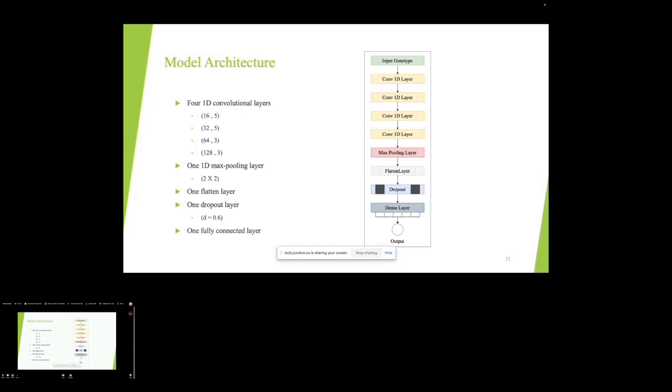Dropout with a 0.6 drop ratio is used before the dense layer to drop some feature maps from the convolutional layers, to decrease the complexity of the model and to avoid overfitting. And then there is one dense layer with one output neuron.